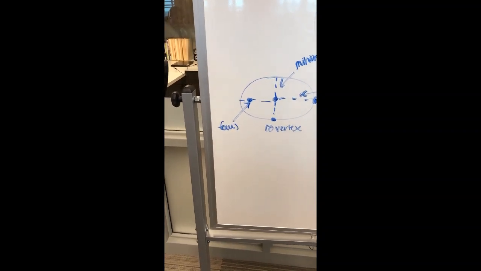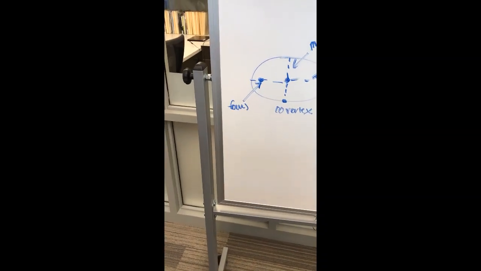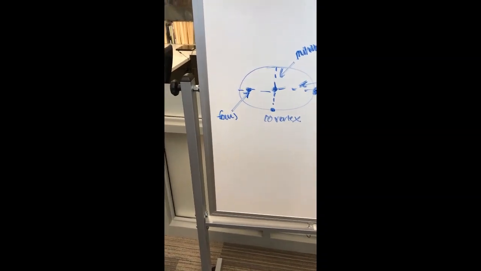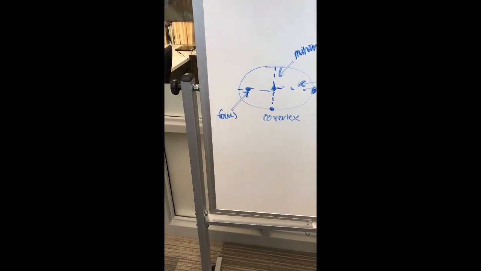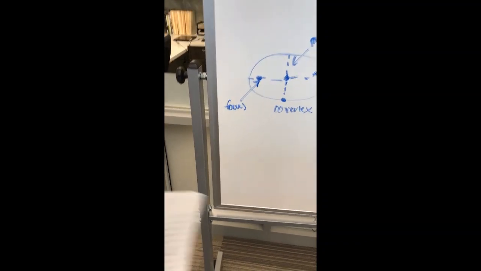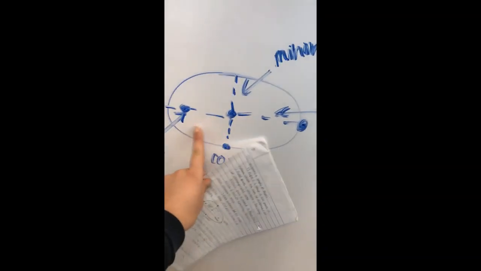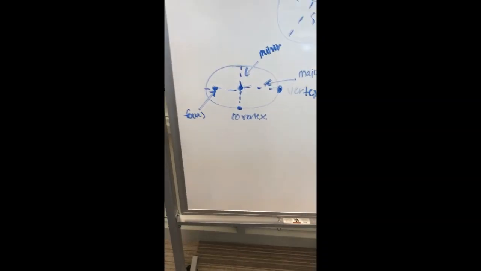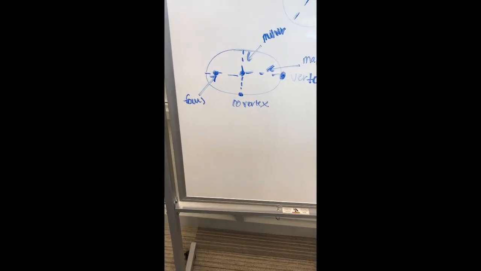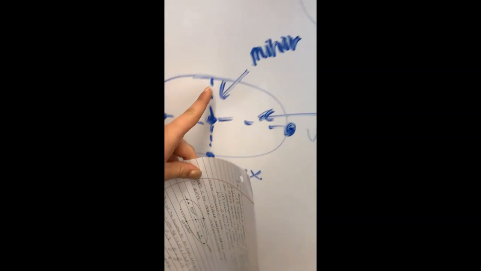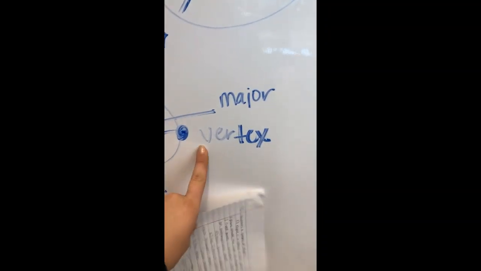Each fixed point is called a focus, right here, and each ellipse has two axes of symmetry. The longer one is the major and the smaller one is the minor. Here we have the major, here we have the minor. We'll get to that later. The endpoints of the minor are called the co-vertices, and the endpoints of the major are called the vertices.